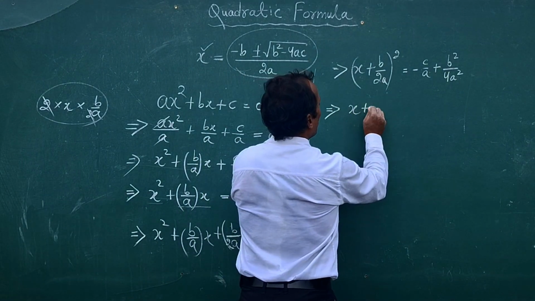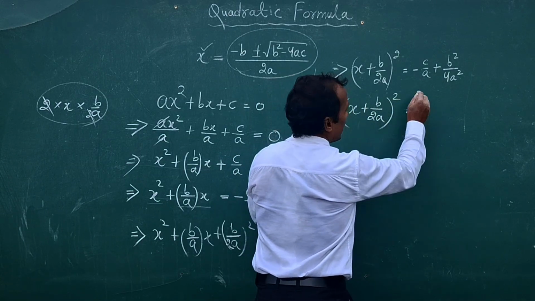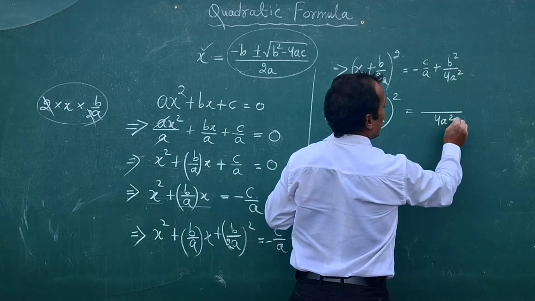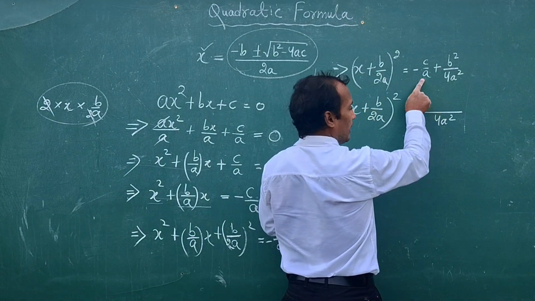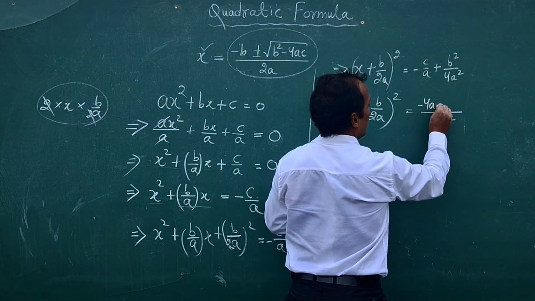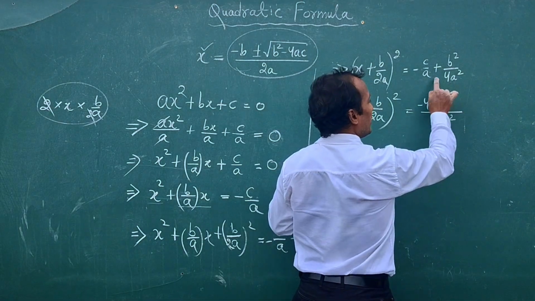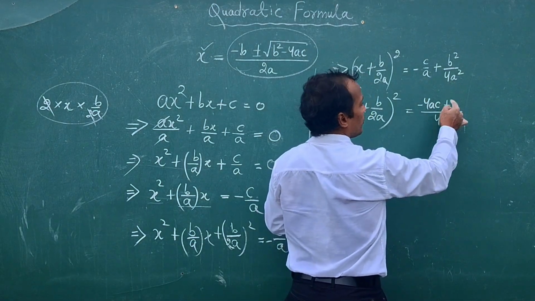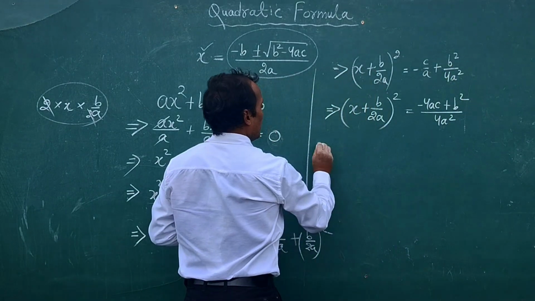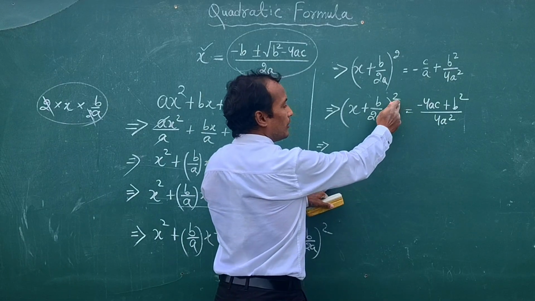I'll take on the left side the same thing, and on the right side I'll take the LCM of a and 4a square. A and 4a square, their LCM is 4a square. Now when you divide 4a square by a, you are left with 4a. 4a into minus c, you get minus 4ac plus b square divided by 4a square, LCM divided by each denominator, that is our process. So 4a square divided by 4a square is 1, 1 into b square is b square. Now I'm done with the right hand side, I'll now shift the square.